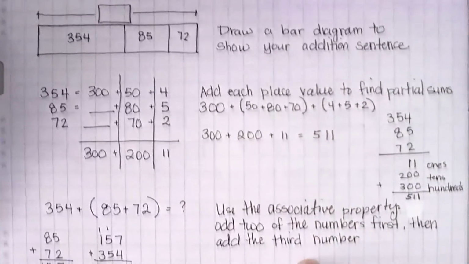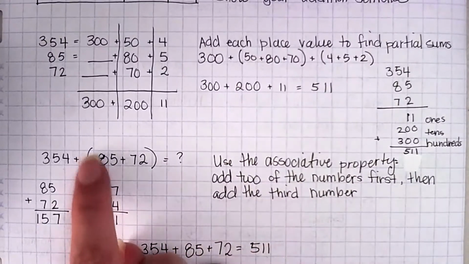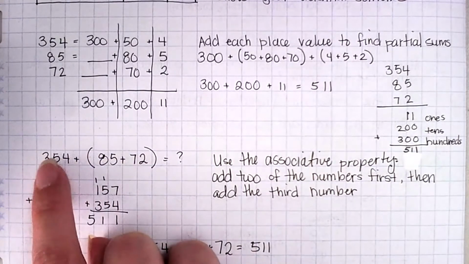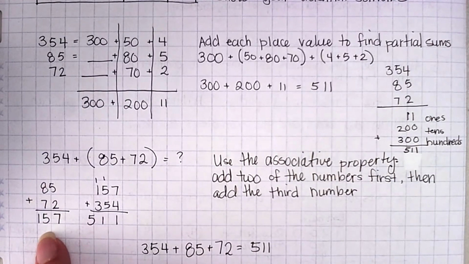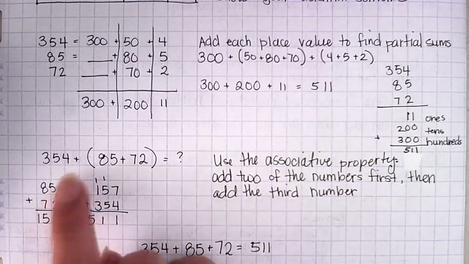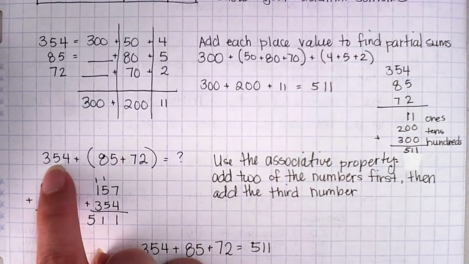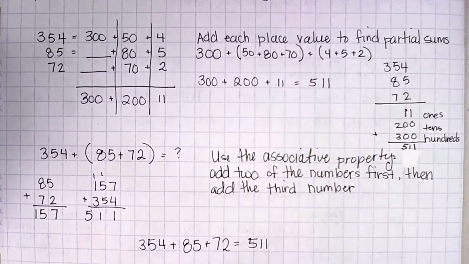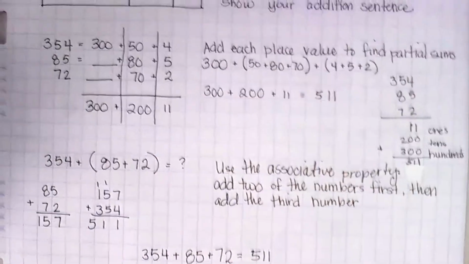Now, another thing I could have done is I could have used my associative property and put parentheses around these two, and then added these first and then added this after. So 85 plus 72, I stacked to add, was 157. Now that I had my sum of this, I can do 157 plus my remaining add-in, the 354, which gave me 511. So 354 plus 85 plus 72 was equal to 511.